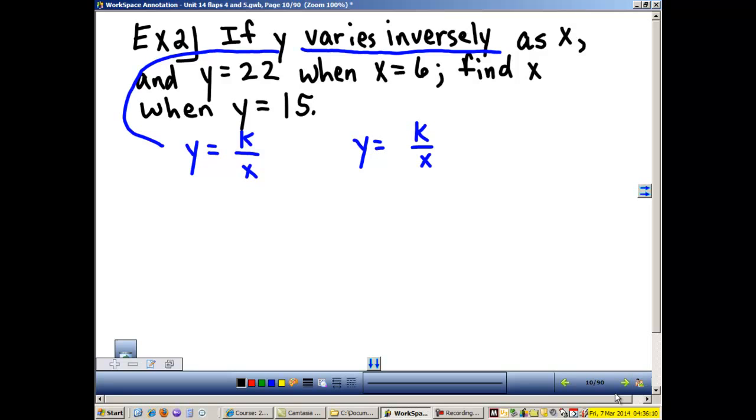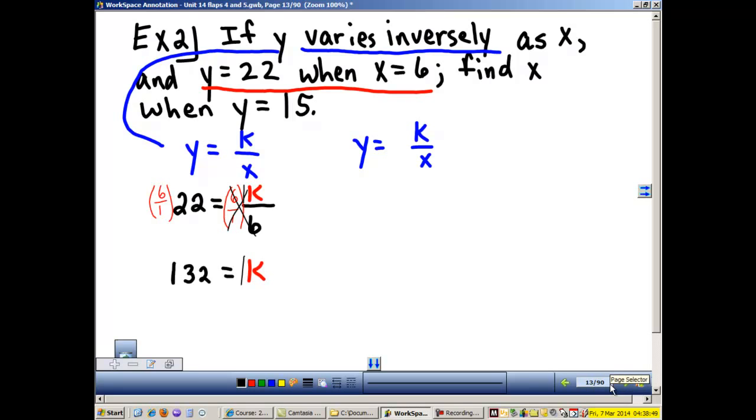In example 2, if y varies inversely as x and y equals 22 when x is 6, find x when y is 15. The key word here is varies inversely, so we will write y equals k over x twice and fill out the information on the first side and find k. There is an understood 1 in front of this k, so I really have 22 is equal to 1 over 6 times k. To get rid of that fraction, I need to multiply both sides by the reciprocal 6 over 1. This will cause this side to cancel, leaving 1k equals 132.